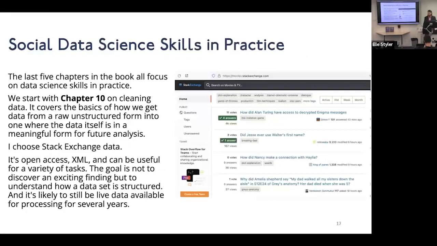And then we get to the last part of the book, part four, and that's social data science skills and practice. So I didn't use Twitter data, I used Stack Exchange. Now, why Stack Exchange?